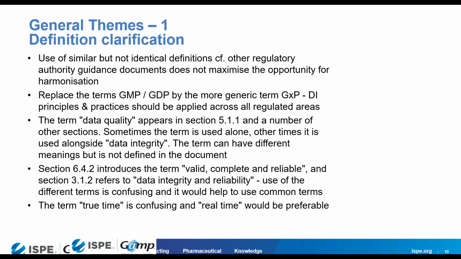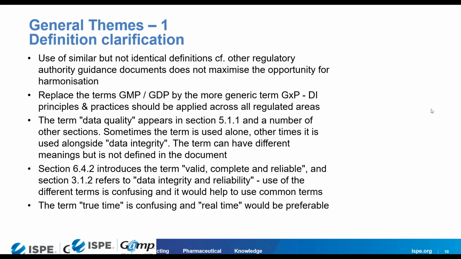They kept talking about GMP and GDP, but they didn't always do that consistently. And we felt that it might help, for example, if they used a more generic term like GXP, because DI principles and practices should be applied across all regulated areas. It's almost like they were trying to pick out some special cases, and unless there was justification for special cases, they weren't really showing that. So we wanted them to try and make it a little bit more generic.